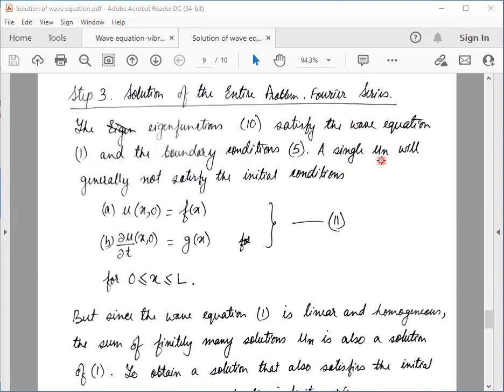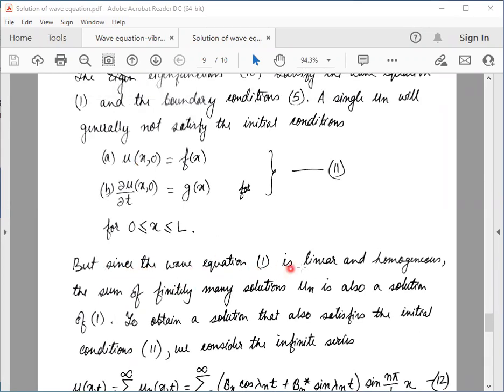A single eigenfunction u n will generally not satisfy the initial conditions. And what are the initial conditions? That is, the initial displacement is f of x and the initial velocity is g of x. Different parts of the string can have different initial velocities, so the initial velocity is a function of x. Similarly, different parts of the string can have different displacements, so it is a function of x. So this is the initial displacement, and this is the initial velocity of the string.